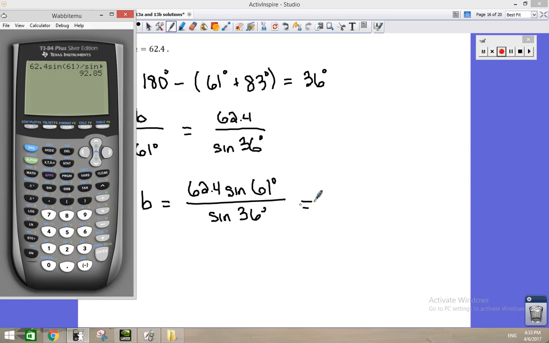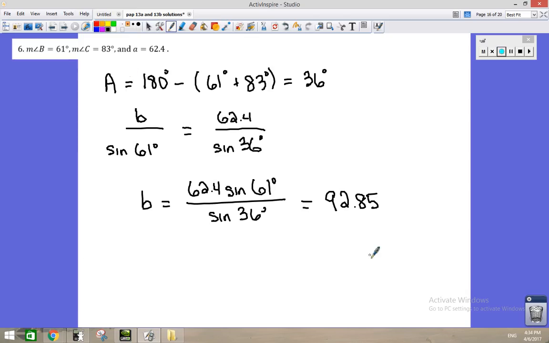However, the length of B, this is not an angle measure, this is a length, 92.85, and it could be inches or yards or miles or whatever. All right, so we have the three angles, and now we have two of the sides. We know the length of A, we know the length of B. Let's find the length of C.